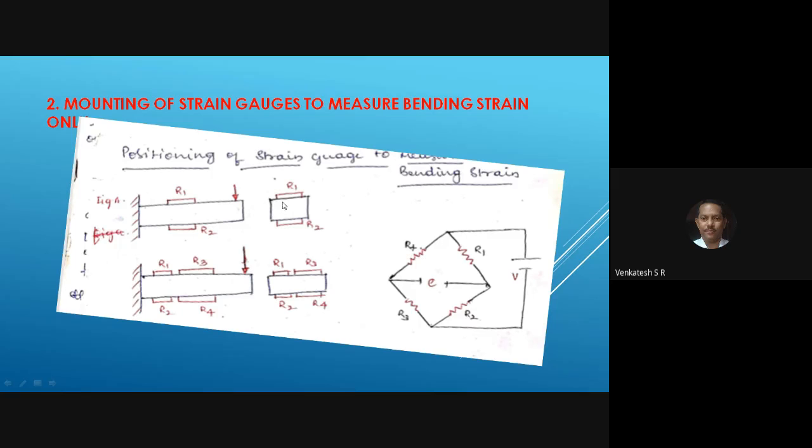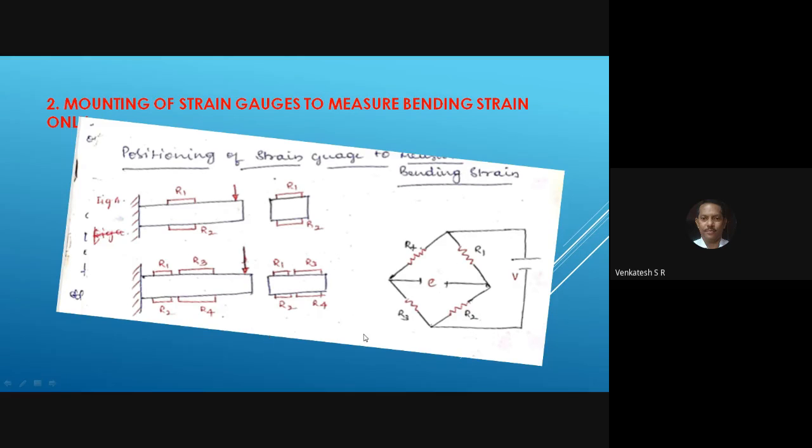In the side view, analyze R1 and R2, apply the load on the beam like this. Then measure the excited voltage. The voltage in millivolts, that you can convert into strain unit.